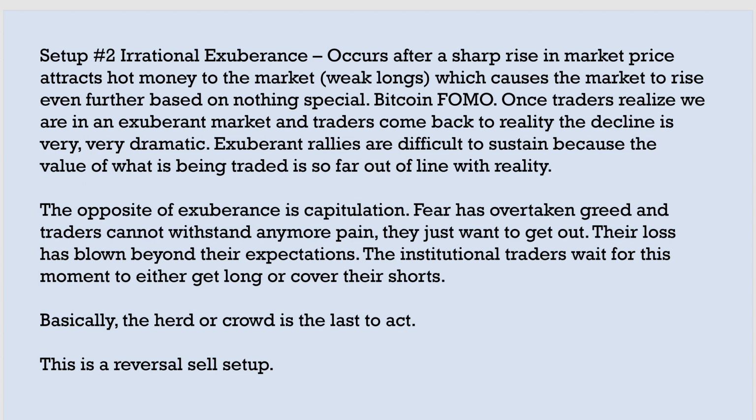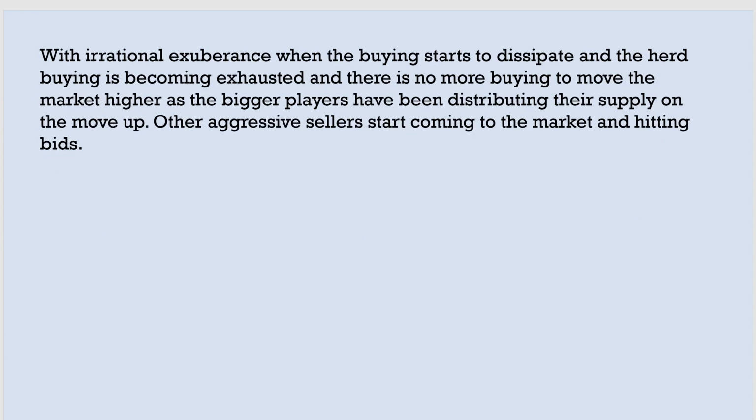So with irrational exuberance, when the buying starts to dissipate and the herd buying becomes exhausted, there's no more buying to move the markets higher, as the bigger players have been distributing their supply on the move up, right? Other aggressive sellers start coming into the market and hitting bids. And I remember what I was telling you, right? When your market is rallying, you have the institutional players often selling into those rallies, right?